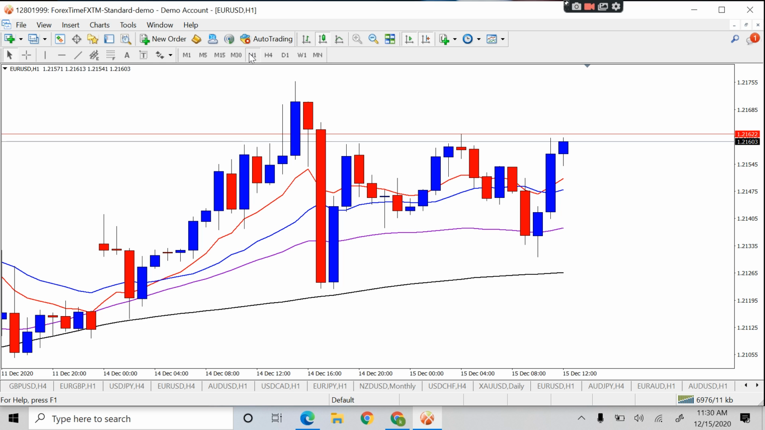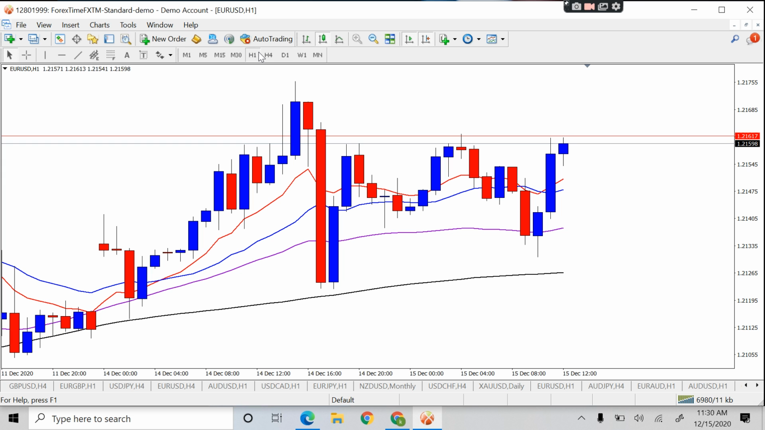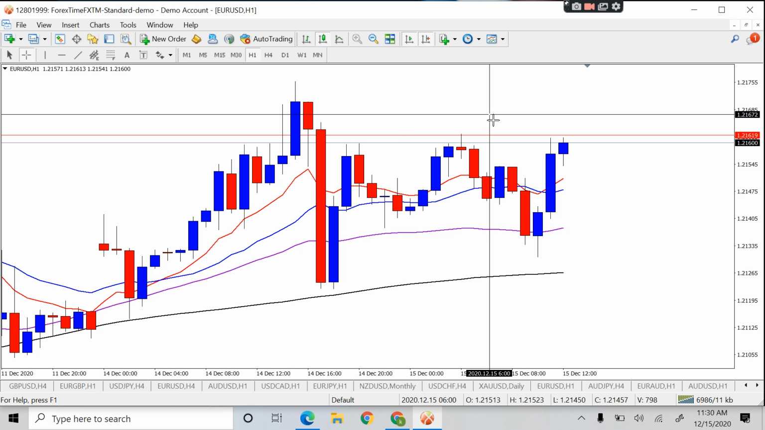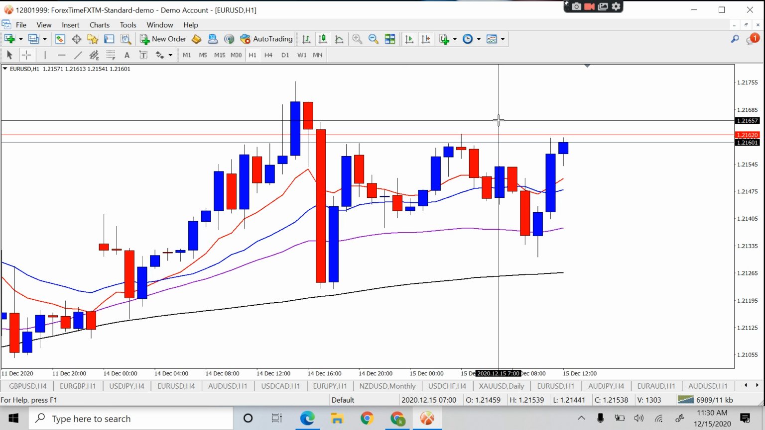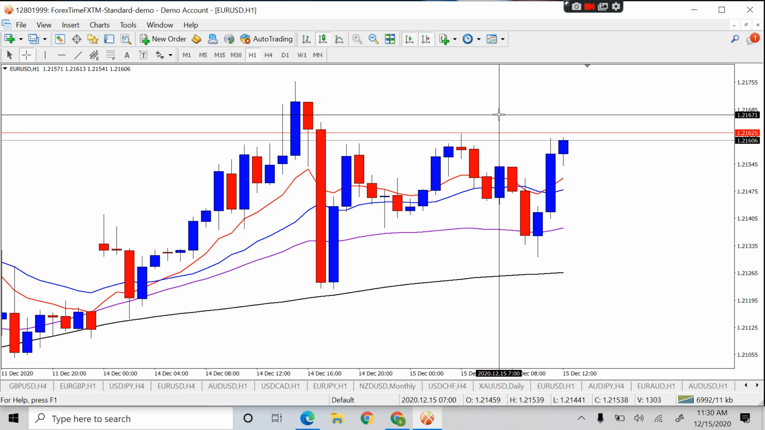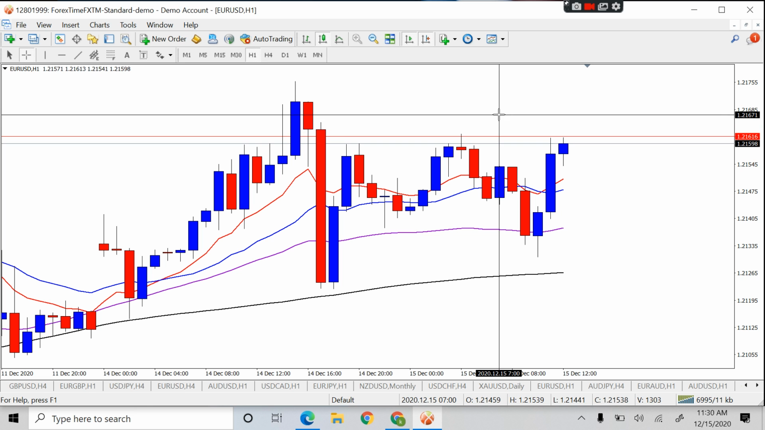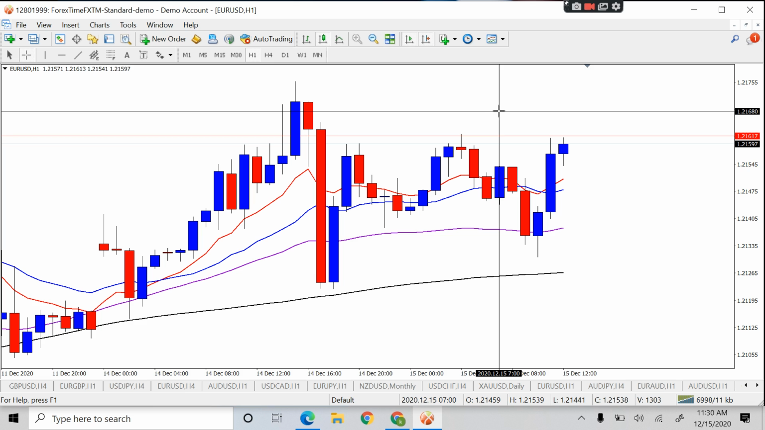So you can just do a buy stop above it. You can do a buy stop at 1.2178. Okay, let me see where that is. A buy stop at 1.2177.